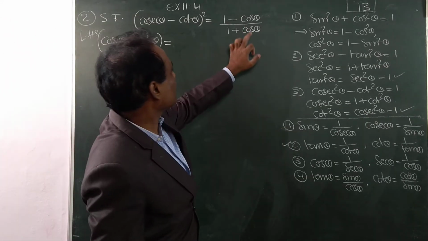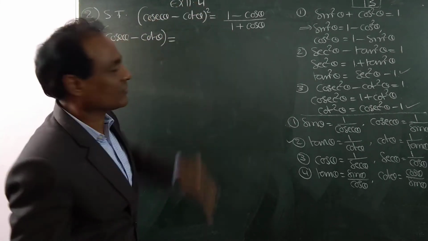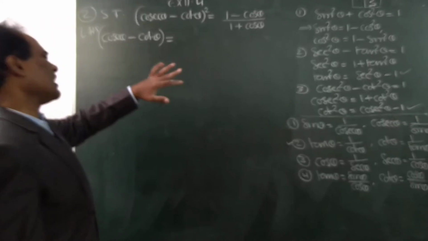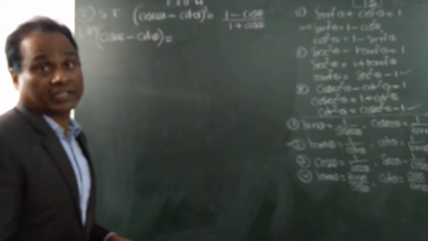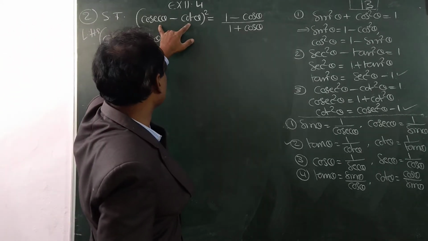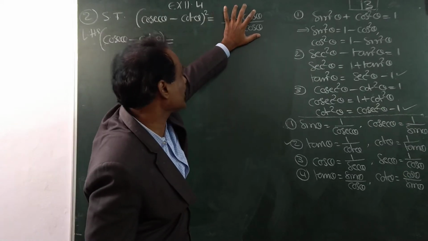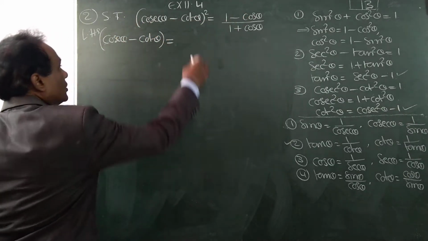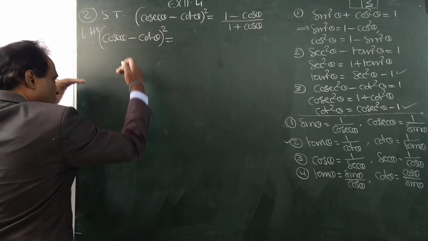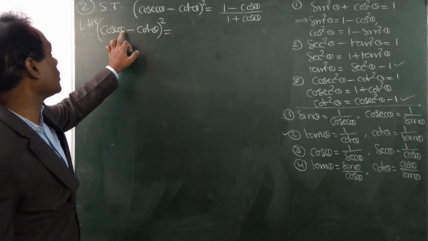The right side is in terms of cos, so I will change this cosecant and cot into cos. We can change any ratio into another ratio, because we have many relations between the trigonometric ratios. After simplifying, since the square is there, we have to get that answer, so we have to change this into cos.